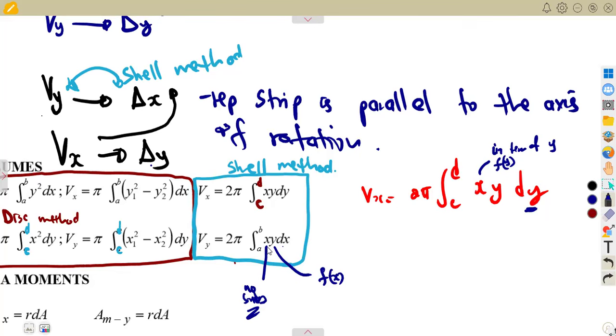With respect to x, this x, there's nothing for this x, but this y now must be in terms of x so that it can be integrated in terms of what? In terms of x. So that is the idea there.